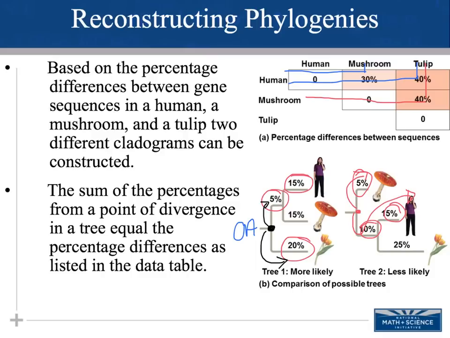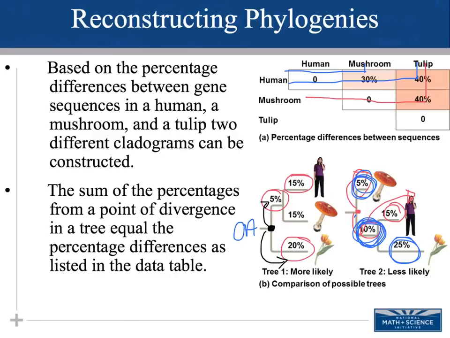For our tulip, there should be a 40% difference. And we would get that 40% by the 25% difference here, our 10% difference here, and our 5% difference here. Again, we're counting the 10% for the very same reason we counted it the first time. The fact that it splits, and this 10% is something that this mushroom would not have in terms of those sequences.